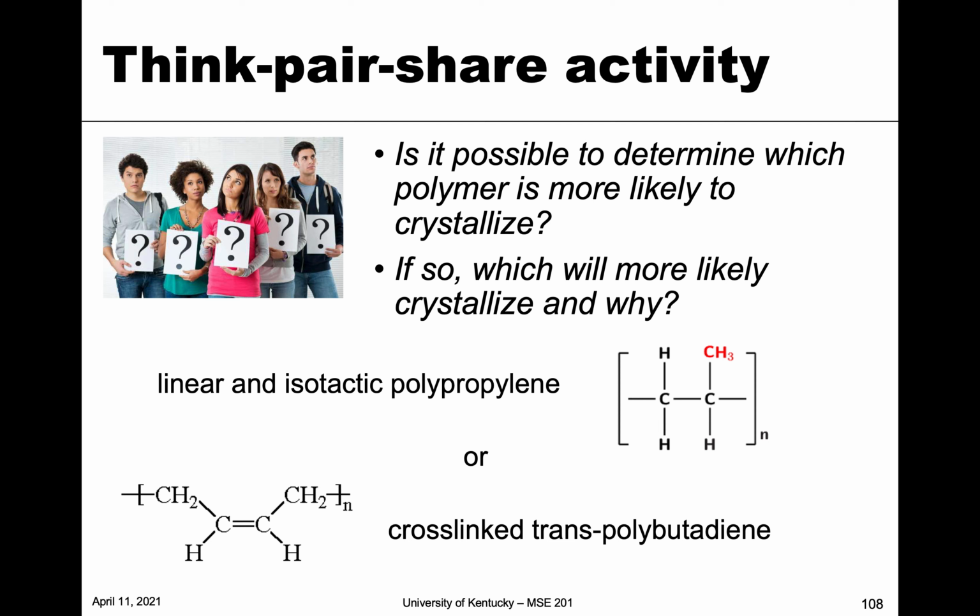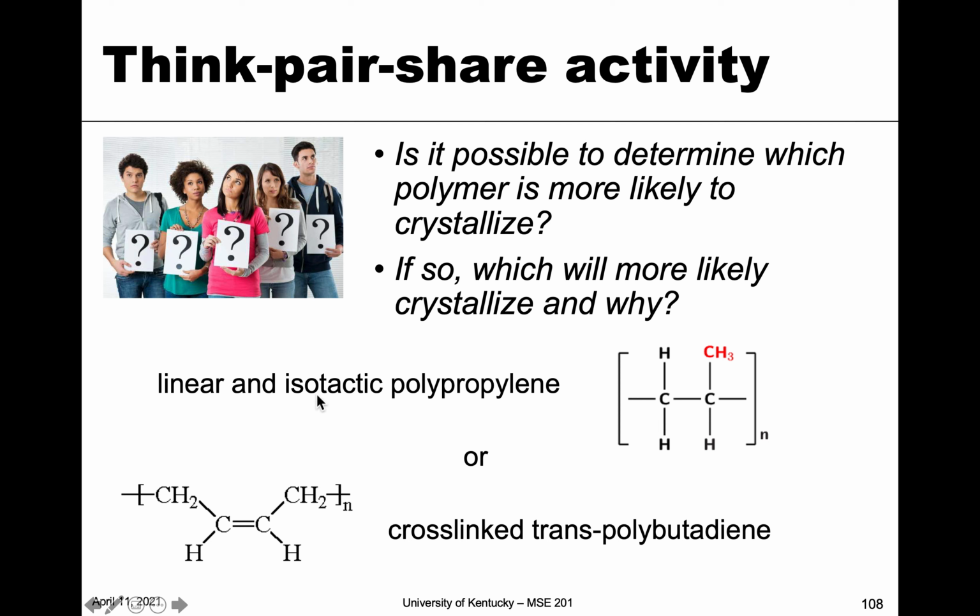All right, so let's take a look at this question and which one is more likely to crystallize, or if we can tell. So what I like to do on these types of questions is work factor by factor. So compare linear and cross-linked. We know that linear is much more likely to crystallize. So that factor alone would favor the first polymer, the polypropylene. But we have to look at the other ones too.